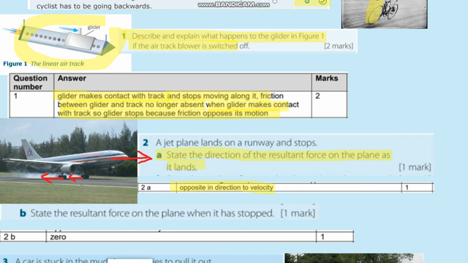State the resultant force on the plane when it has stopped. Well, once it has stopped, there's going to be a zero resultant force on it. It's not moving, so there'll be no friction acting on it. And if there's no friction acting on it, then it can't have a forward force to balance that out either. So once it's stopped, the resultant force must be zero.